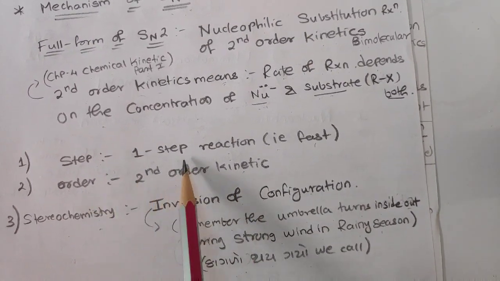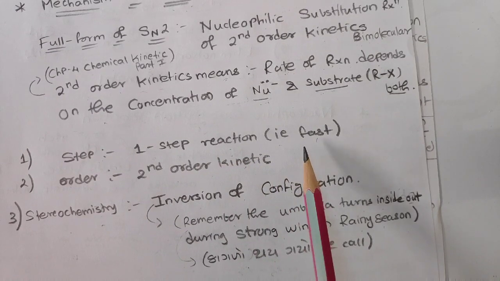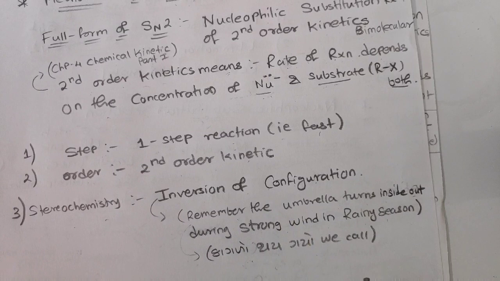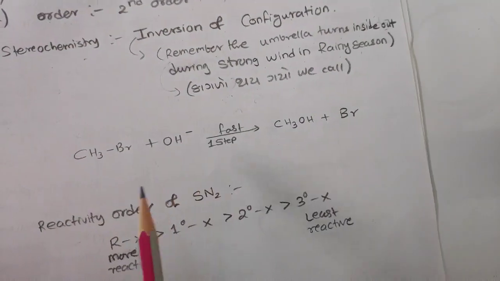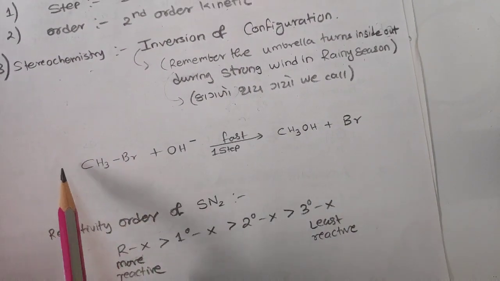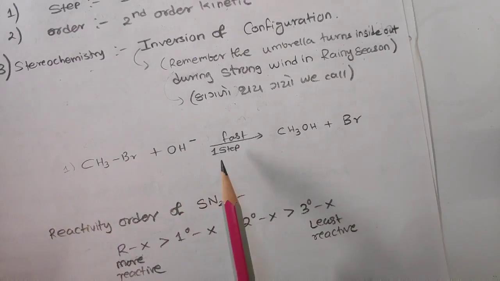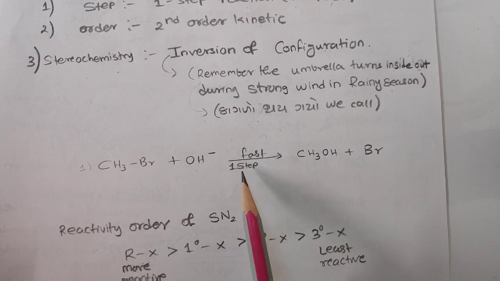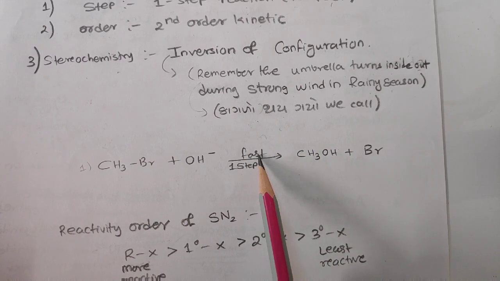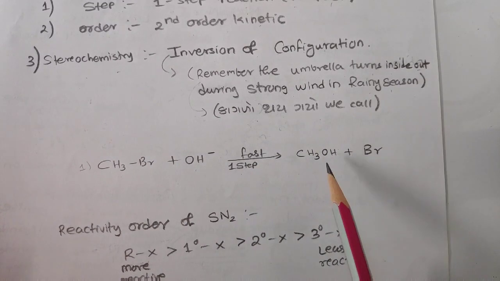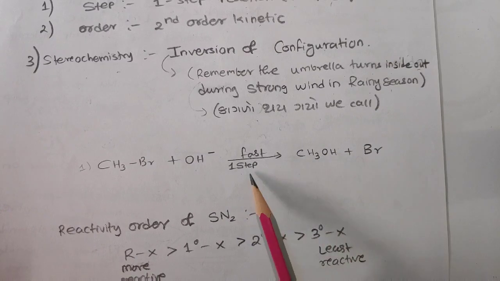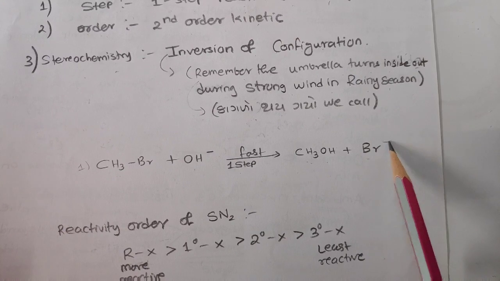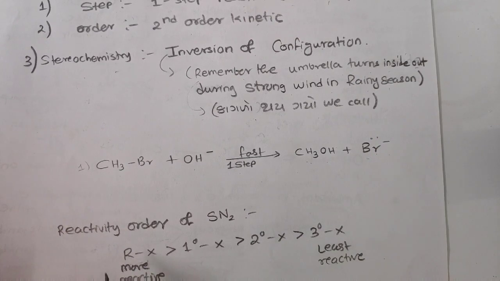Now, in this, we know SN2 is a one-step reaction, with second order kinetics and stereochemistry of inversion of configuration. One step means there is no other step in this. If you see here, CH3Br plus OH-, it is a one-step reaction, and you can determine the rate. The CH3 is the alcohol, and Br- is being removed as a halide ion, right?